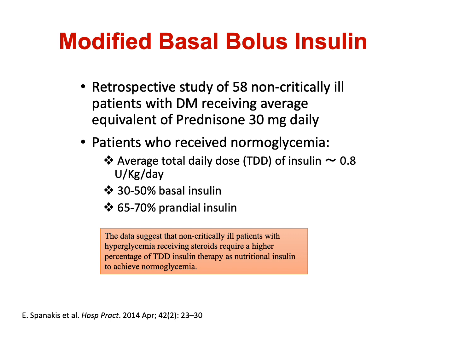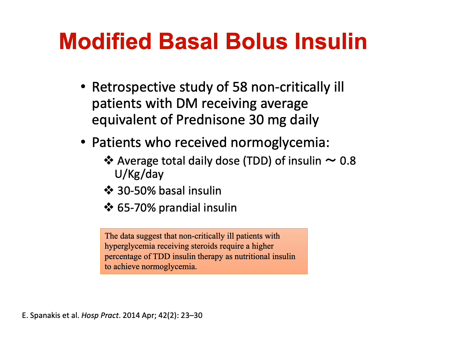Okay, there's another regimen that we can use and that is recommended, especially if you don't have NPH or the institution or the hospital is no longer using NPH or it's no longer included in their formulary, like in our institution. So you can use modified basal bolus. And what is this? Okay, this is a retrospective study of 58 non-critically ill patients with DM receiving an average equivalent of prednisone 30 milligrams daily.